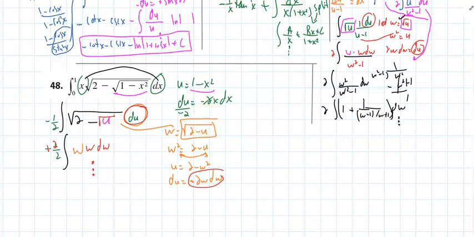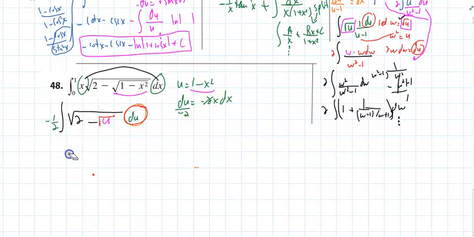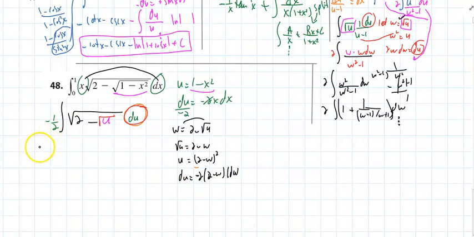So I'm gonna leave this part. I'm sorry. So this part is fine. I am gonna let, in this case, w equal 2 minus square root of u, and here we're gonna swap those and say square root of u equal 2 minus w, and u equal 2 minus w squared. du is 2 times 2 minus w dw with a negative. So this is negative 1/2 the integral square root.